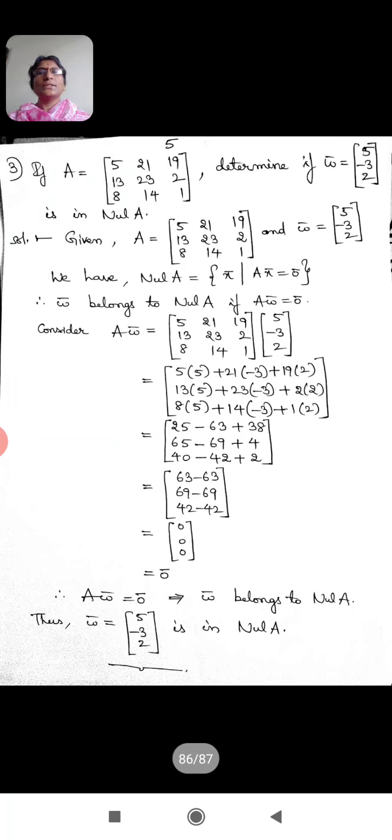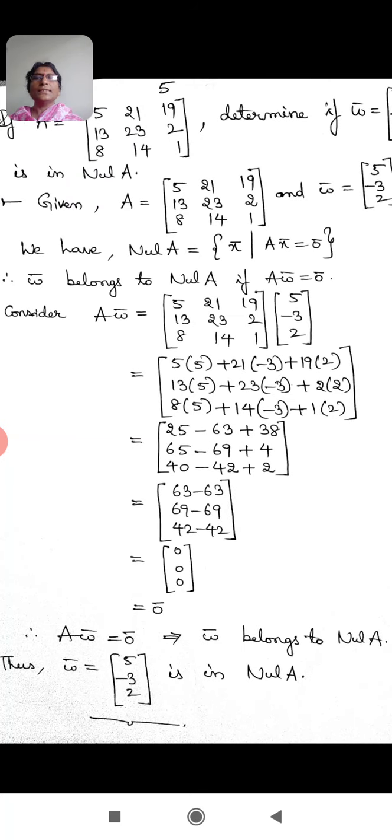Now moving on to the third problem. If A is a matrix given like this, it is also a 3 by 3 matrix with the elements 5 21 19 13 23 2 8 14 1. Even when we are provided with a matrix like this, we should think that this matrix A represents a system of linear equations in 3 variables.